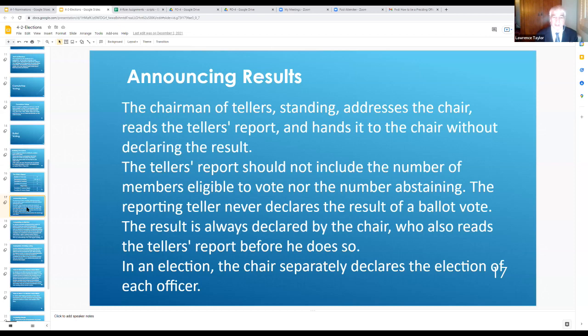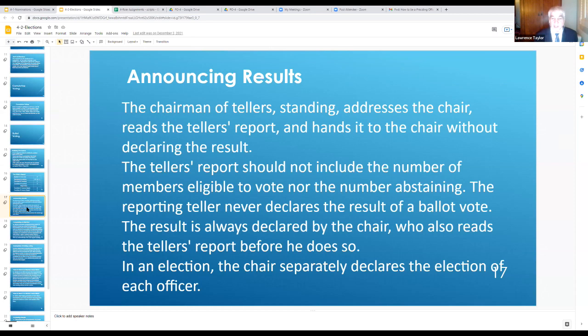The teller's report should not include the number of members eligible to vote. So again, if there's 100 people in the room, it doesn't matter. What's really important is how many voted. And you don't report the number who abstained, because that's not part of the calculation. The reporting teller never declares the result of a ballot vote, because that's the responsibility of the chair.